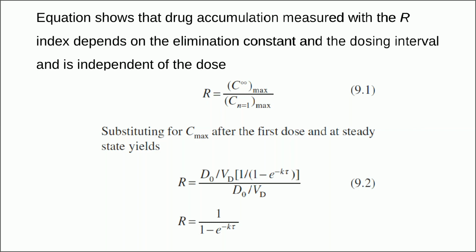And subsequently what you are seeing is the mathematical treatment to simplify the equation. And as you can see, the capital R, that is the drug accumulation index, depends on the elimination constant. A higher elimination constant will result in lower drug accumulation, and a lower elimination constant will result in higher drug accumulation. So both are inversely related to each other.